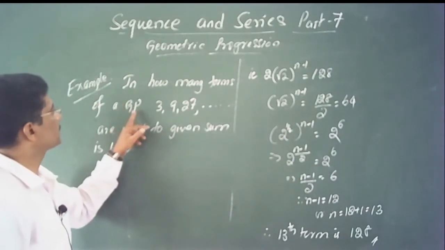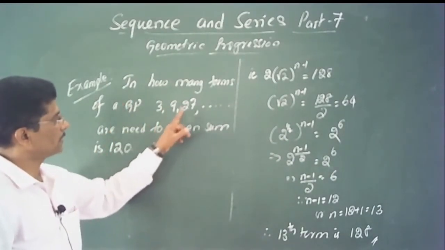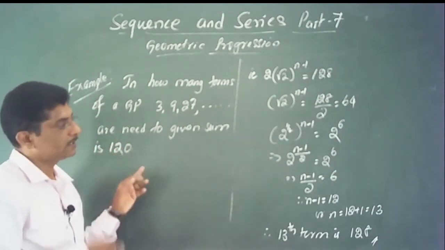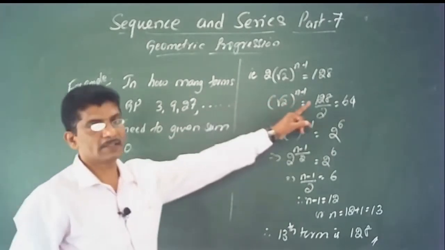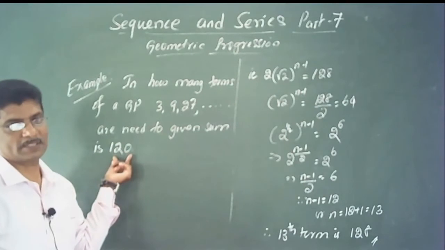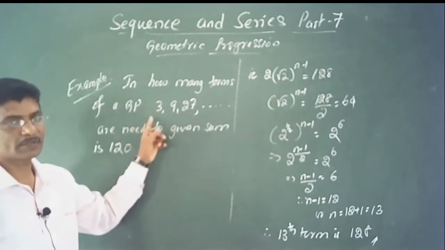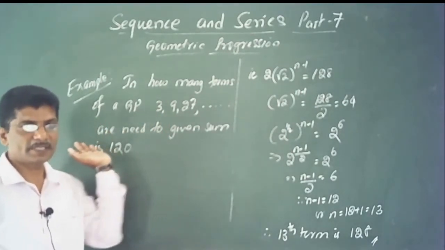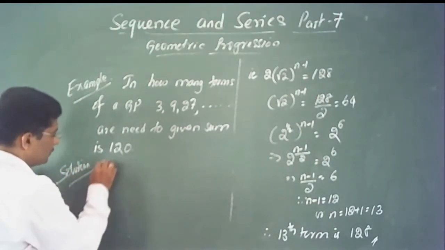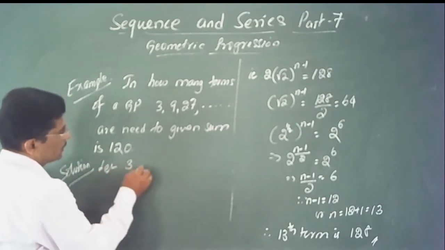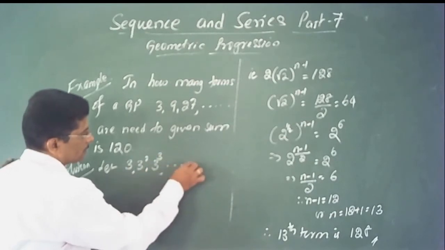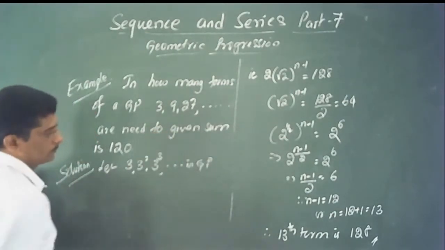In how many terms of a GP 3, 9, 27, like this, are needed to give the sum 128? In the last example, it was given that nth term; here it is given that the sum of the first n terms, and also given that the given sequence is in GP. ಡೈರೆಕ್ಟ್ ಆಗಿ ಕೊಟ್ಟಿದ್ದಾರೆ, ನಾವು ಫೈಂಡ್ ಔಟ್ ಮಾಡಬೇಕು ಅಂತ ಇಲ್ಲ, ಐಡೆಂಟಿಫೈ ಮಾಡಬೇಕು ಅಂತ ಇಲ್ಲ. ನೇಮ್ ಈಸ್ ಗಿವನ್, ಹಿಯರ್ ಗಿವನ್ ದ್ಯಾಟ್ 3, 3 squared, 3 to the power 3, these are in GP. ಈಸಿಯಾಗಿ ಹೇಳ್ಬೋದು.